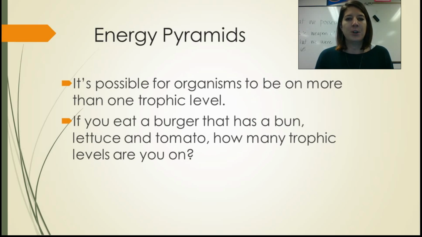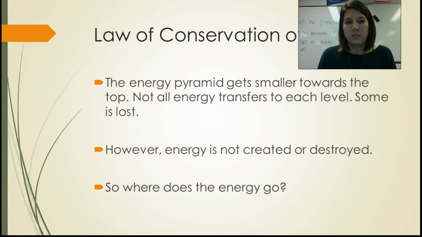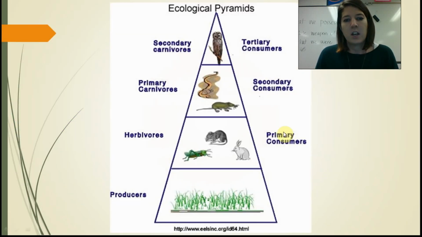All right, another important note about energy pyramids is that it is possible for an organism to be on more than one trophic level. For example, if you eat a burger that has a bun, lettuce, and tomato, how many trophic levels are you inhabiting? If we go back to this picture, you realize that you would be inhabiting the herbivore portion of the pyramid, so the first level after producers. You would be there if you eat a tomato.